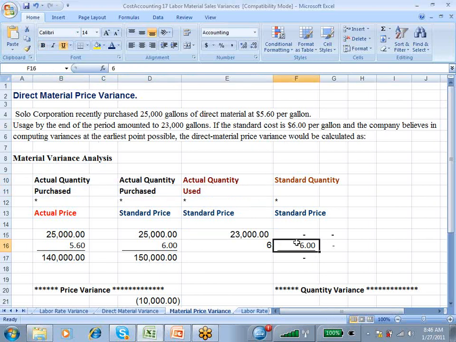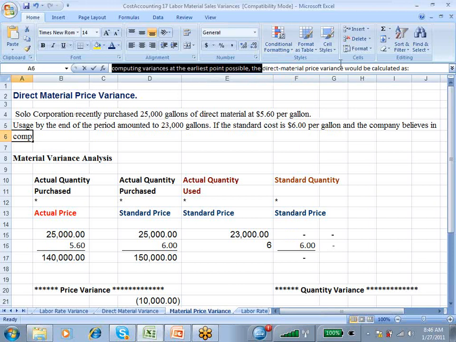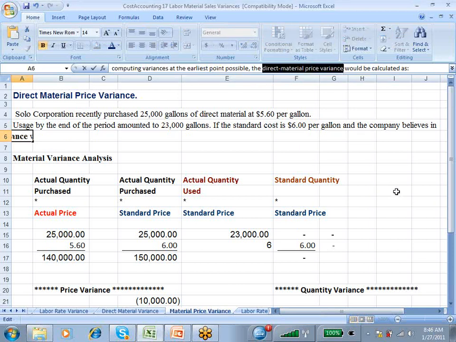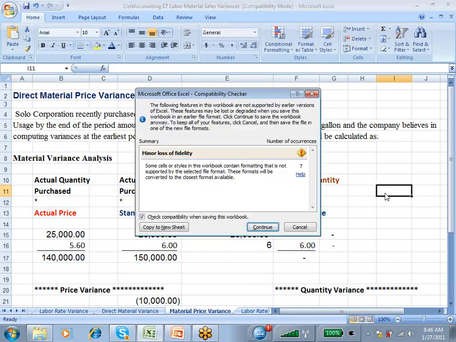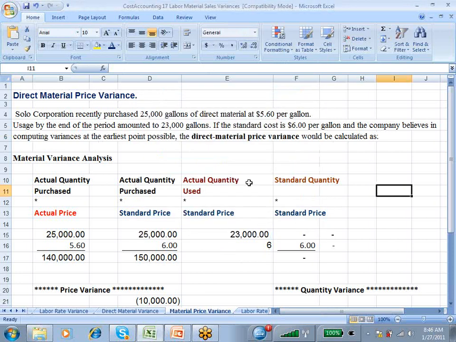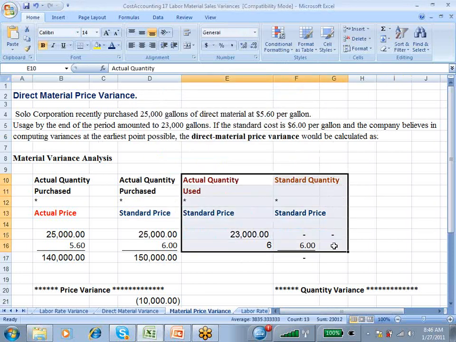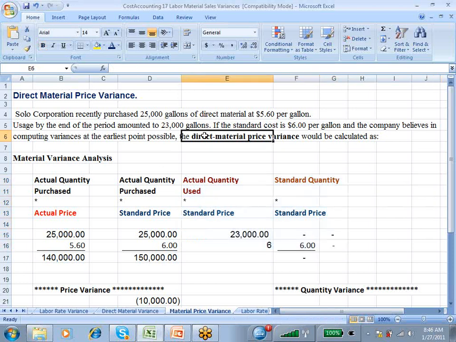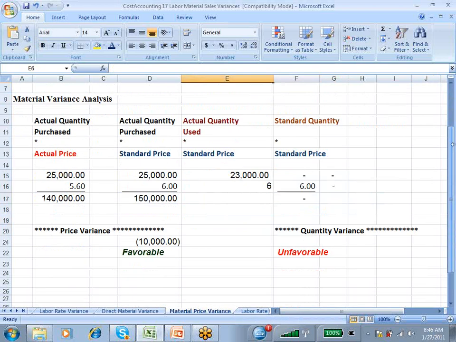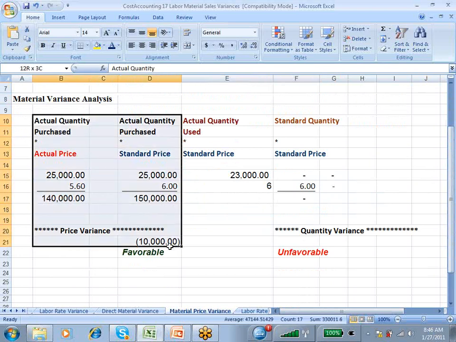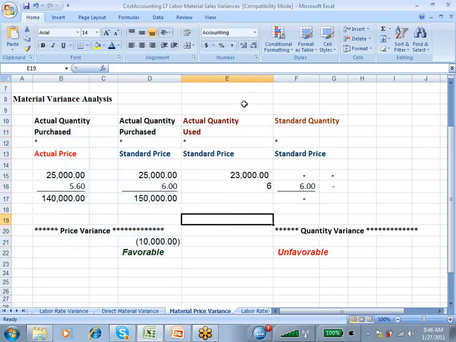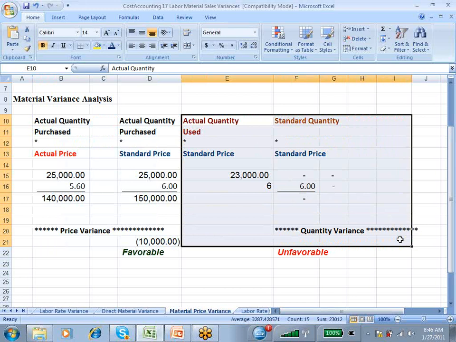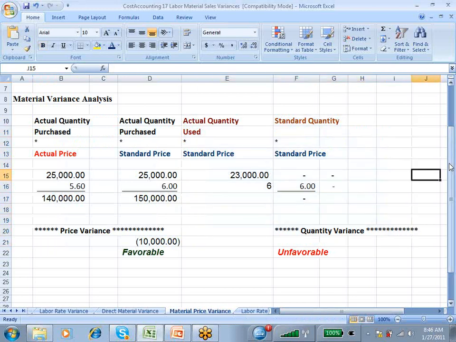The company believes in computing variances at the earliest possible point. And now, finally, you're being asked the question, what's the direct material price variance? You'll note in the slide that we haven't computed all the numbers on the right-hand side, which is okay because the question has to do with material price variance only, which means we only need the left-hand side of the chart for price variance. The right-hand side of the chart is quantity, and we don't need that to answer the question.